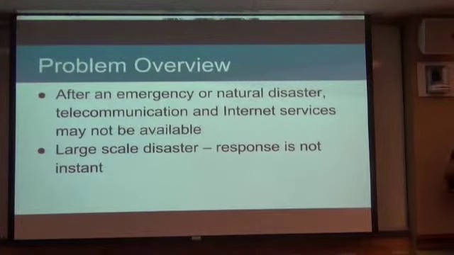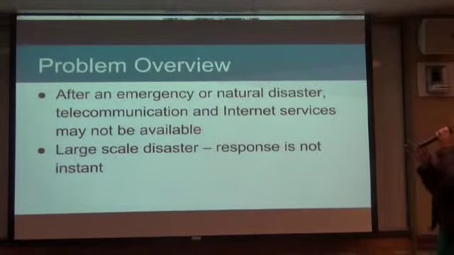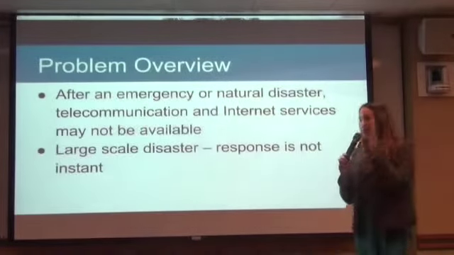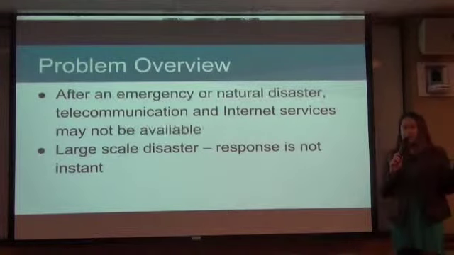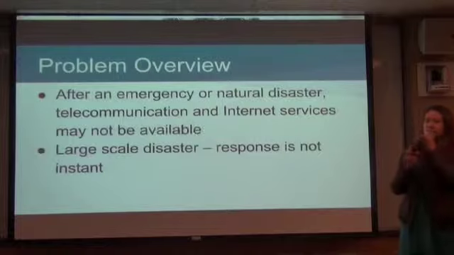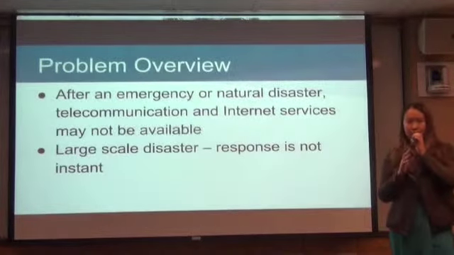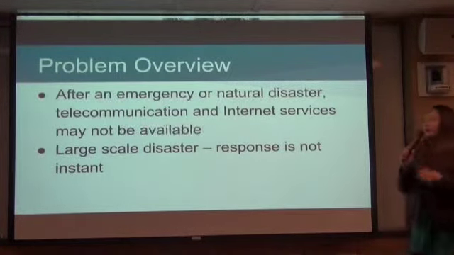So let's start with the problems. So as you know, when an emergency or a natural disaster happens, sometimes the telecommunication and internet service may not be available, mainly because the network infrastructure is damaged, the transmission tower or the cables damaged during the disaster, and sometimes just because the traffic exceeds the capacity of the network, so it will cause congestion and sometimes total failure of the system. And that's one problem.